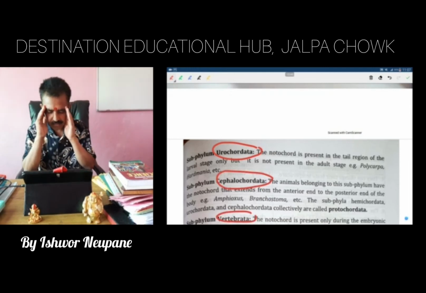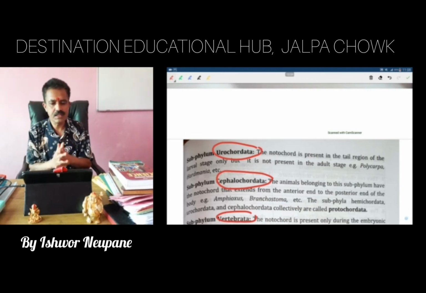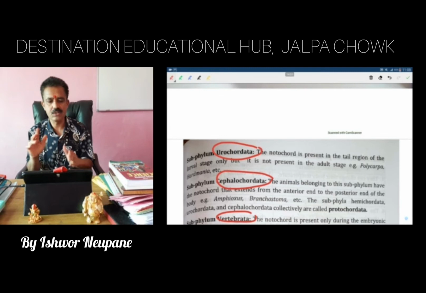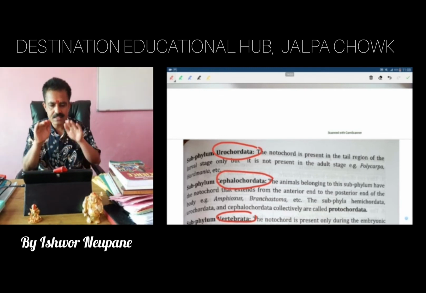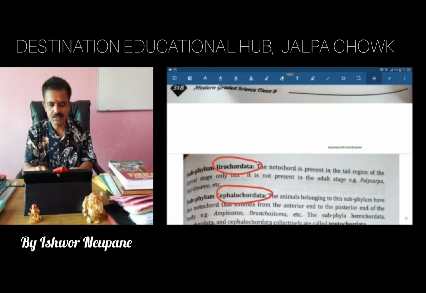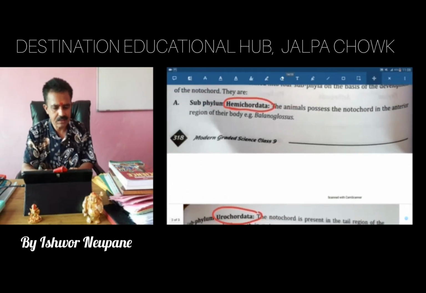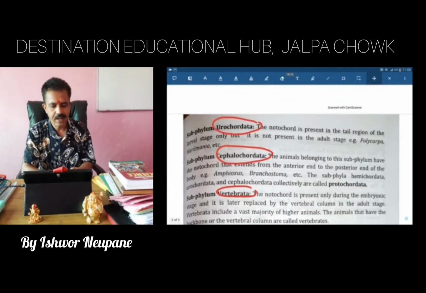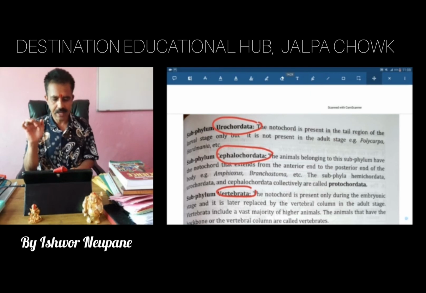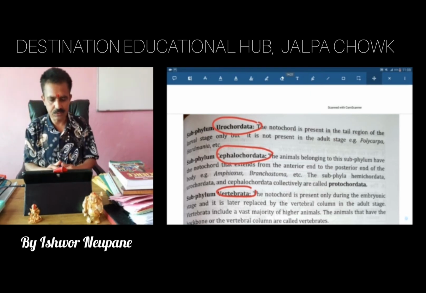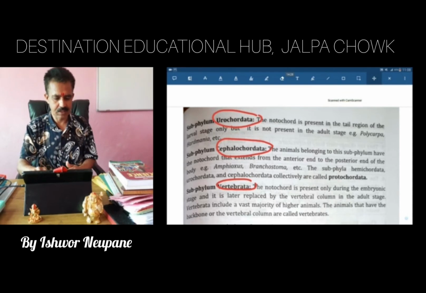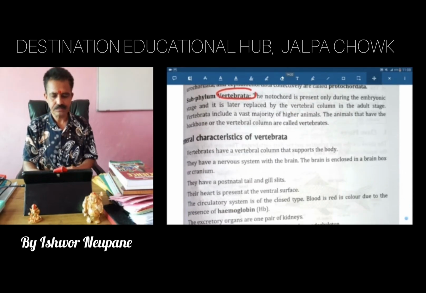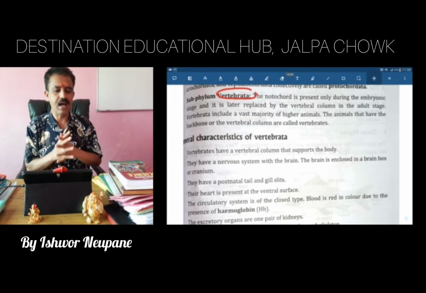Please make the concept clear now. Vertebrates contain one phylum, that is Chordata. Chordata is divided into 4 subphyla. What are they? Hemichordata, Urochordata, Cephalochordata, and Vertebrata. Hemi, Uro, Cephalo, and Vertebrata. These 4 names you have to keep in your mind. Understood or not? Now students, we are discussing Vertebrata.